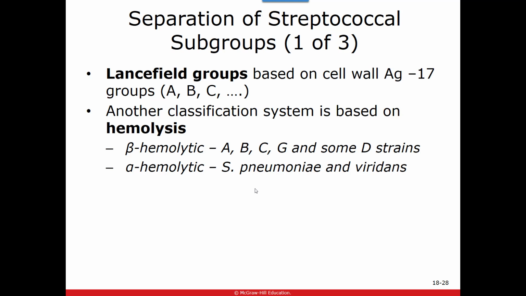So we're using these antigens on the cell walls and hemolytic reactions to help determine what kind of strep it is. So this is showing a beta hemolysis, a complete clearing.